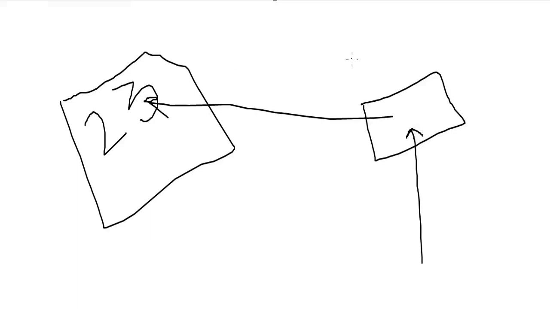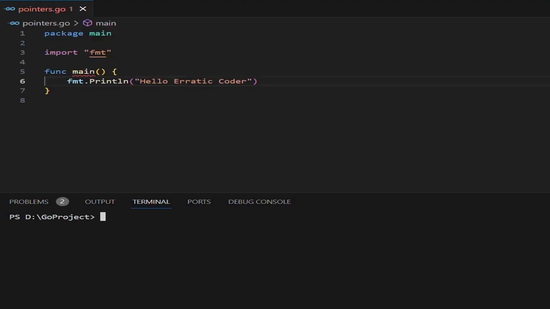So this is the concept we have in pointers: we are not directly accessing the value, but we are accessing the value through pointers, or we can say through accessing the address of the memory. So how do we declare and use pointers in GoLang? Let's take a look at some code.